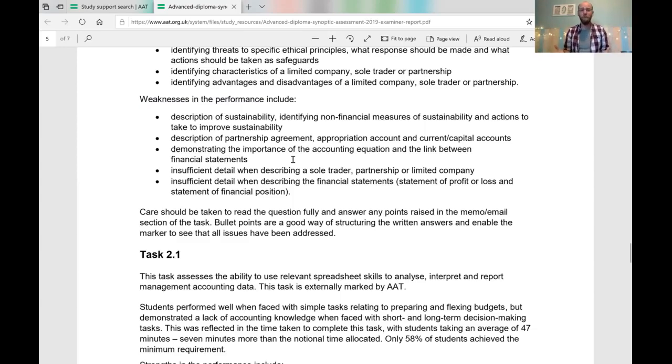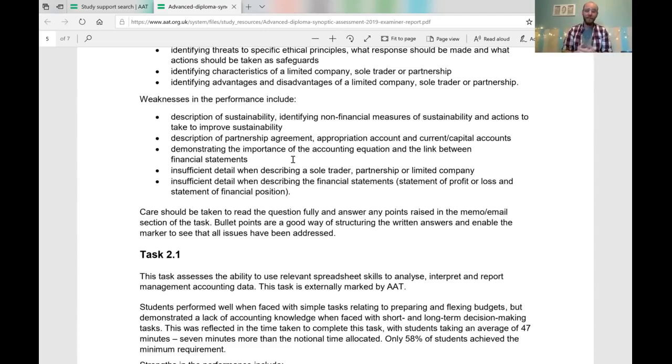Okay, so as part of your revision, make sure that you can describe what sustainability is. Make sure that you're able to describe it to people, your friends and family and things like that. Make sure that you can describe it in a way that they understand. Okay, so that's a weakness. Students struggle to describe sustainability. They also struggle in the description of sustainability in the context of identifying non-financial measures of sustainability and the actions to take to improve sustainability. So all in all, it's that overall area of sustainability.